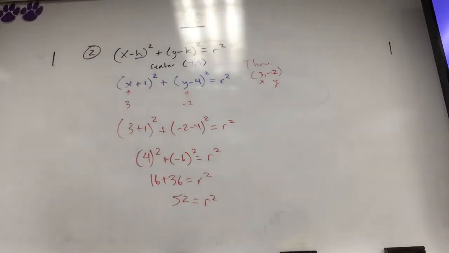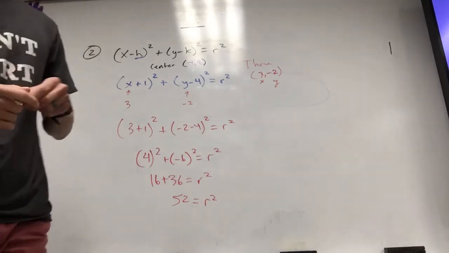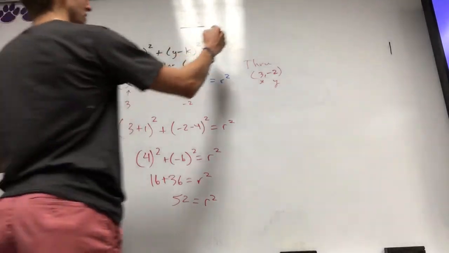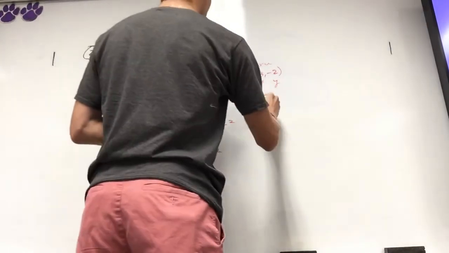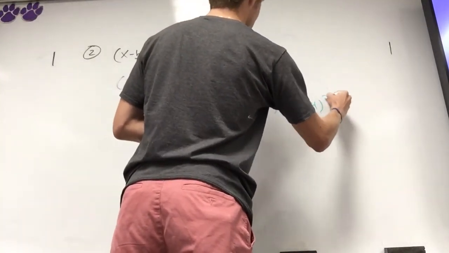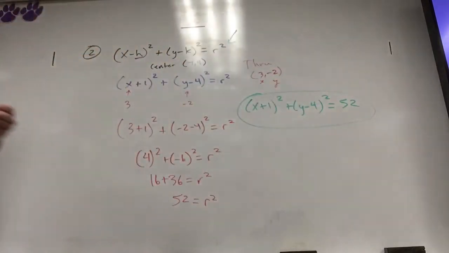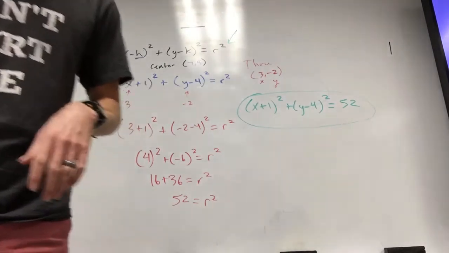You might be tempted to take the square root of 52 and say, hey, this radius is 2 root 13. You're correct, but let's go back to the original equation. All I care about is r squared, so I've got everything I need to know. My equation would be (x plus 1) squared plus (y minus 4) squared is equal to 52. That's the equation of my circle. All right, there we go.